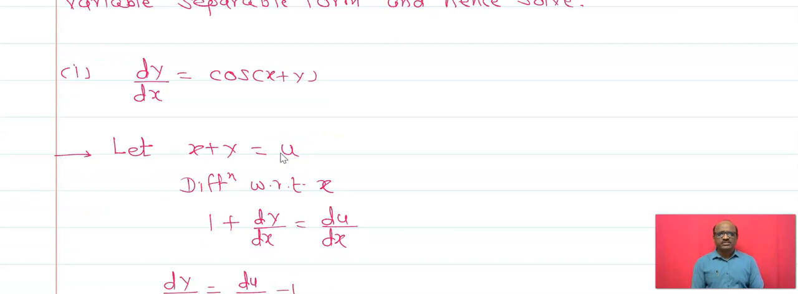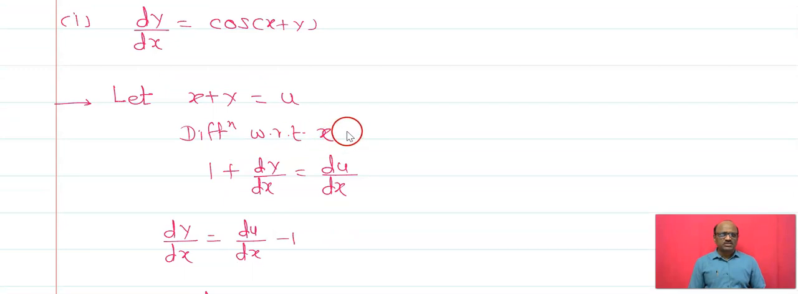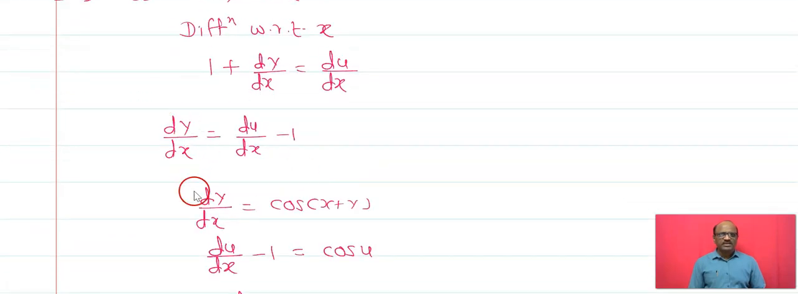Here the substitution is x plus y is equal to u. Differentiate on both sides with respect to x. Derivative of x is 1, derivative of y is dy by dx, that is equal to du by dx. Therefore dy by dx is equal to du by dx minus 1.